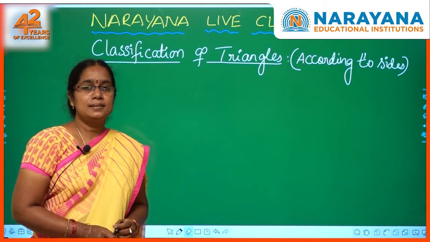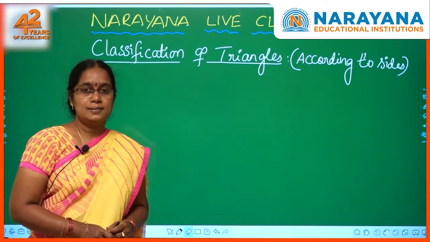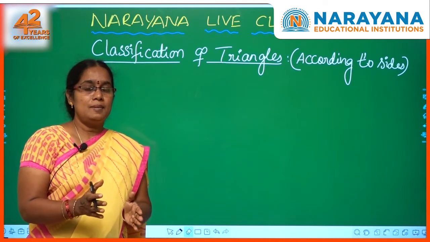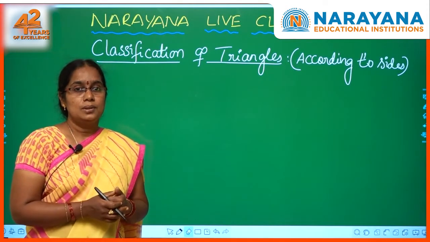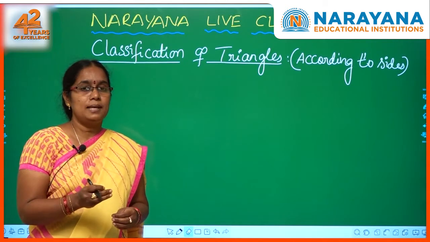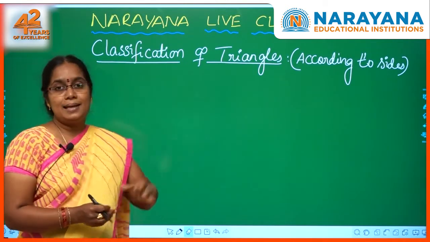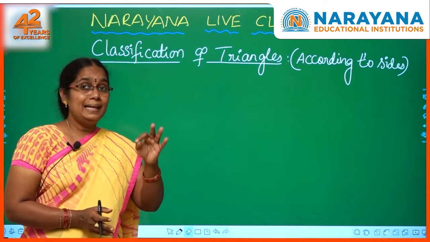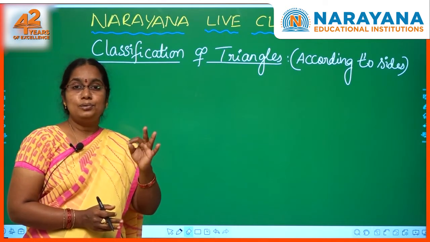In today's class, I am going to explain about classification of triangles. Triangles are classified into some types according to sides and according to angles also. First of all, I would like to explain based on sides in how many ways the triangles are divided. We have three types. According to sides, the triangles are divided into three types.